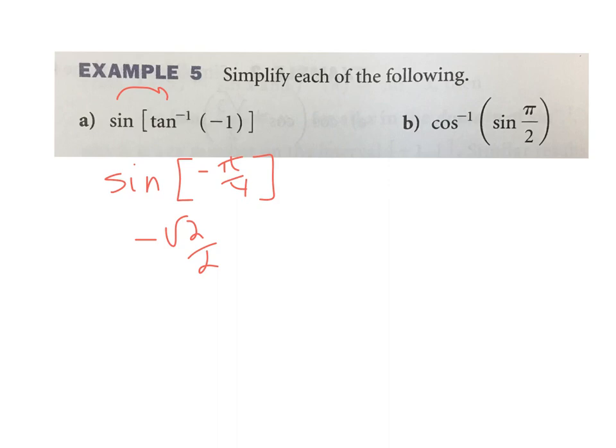So the second one more here and we're done. This one says inverse cosine of sine pi over 2. Well, sine pi over 2 is 1. So now it's asking you, where is cosine 1? Well, cosine is 1 at 0. And you can't put 2 pi because your domain for cosine, or inverse cosine, has to be between quadrant 1 and quadrant 2, or between 0 and pi. Hope that makes a little bit of sense.